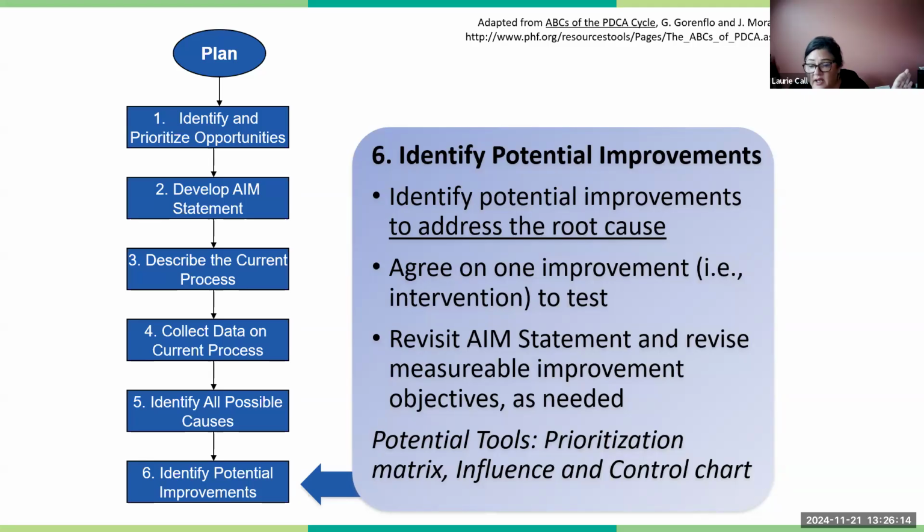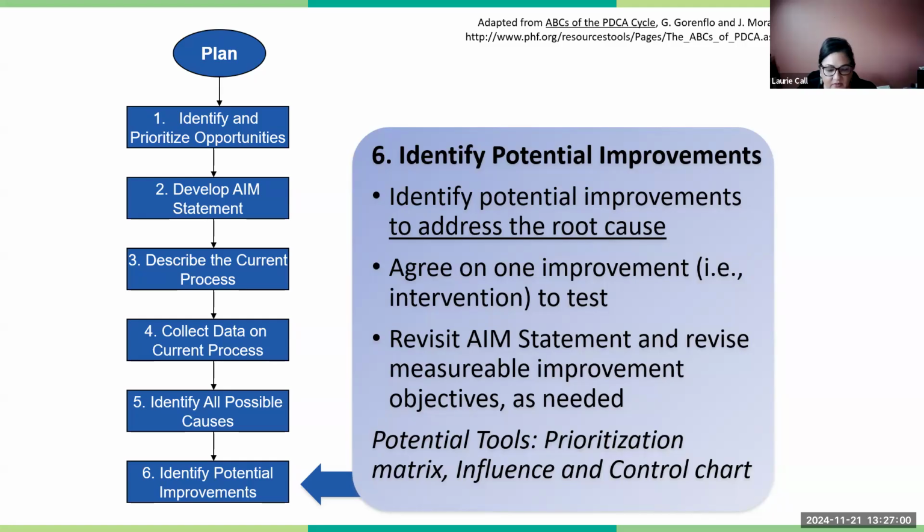Moving on to the next stage, identify potential improvements. We've done the fishbone diagram. We figured out the potential causes of this problem, and we have narrowed it down to one thing. So maybe it was that they're not being offered an HIV test. Now we're identifying potential improvements. Is it included in the script? Are we going to put a sign up on the computer? Are we going to have a message pop up on the intake to say, ask the client if they'd like to have an HIV test? What is it that we're going to do to test and see if that makes an improvement? So we're identifying the potential improvements that address the root cause.